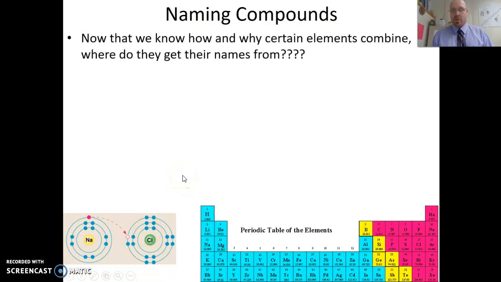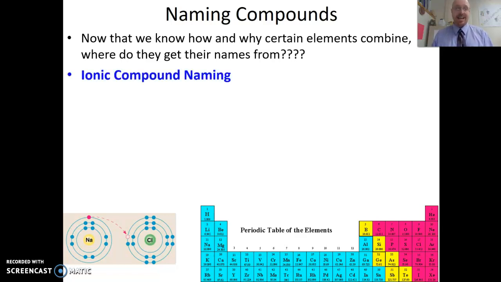We know how and why certain elements combine now. It's basically because they want to fill their outer shell, their valence electrons, to get 8, and so they'll combine so they can be in a compound where they're more balanced, they're more likely to have that full outer shell. But where do we get their names from?